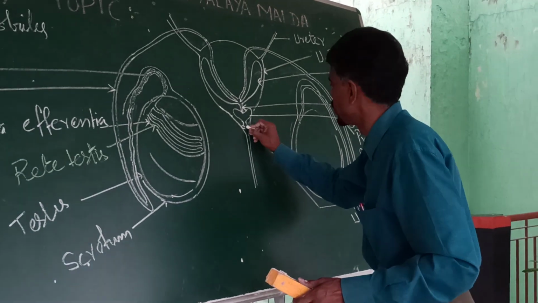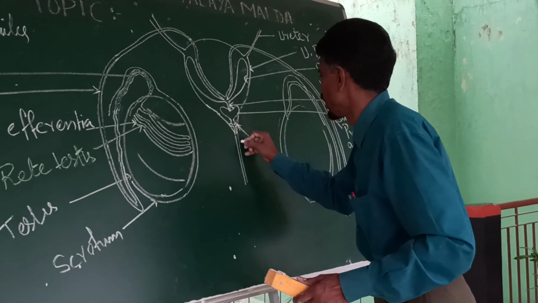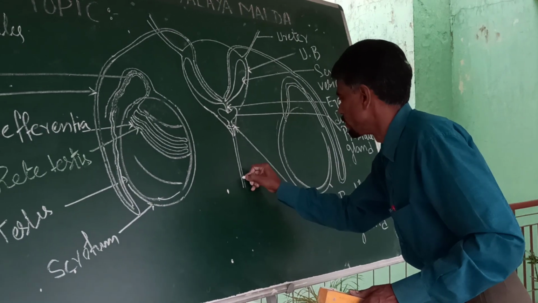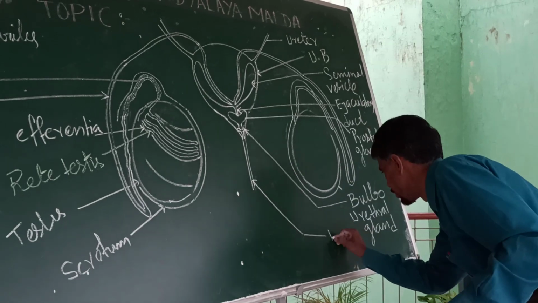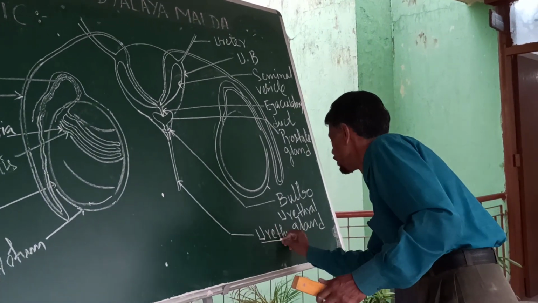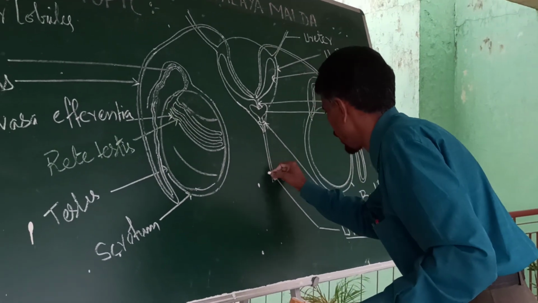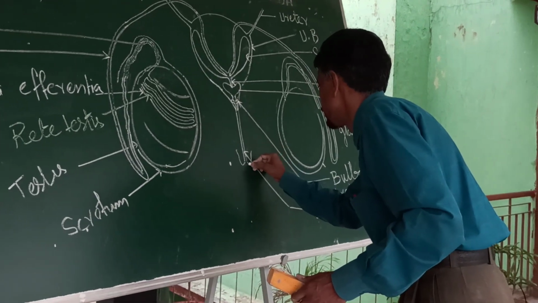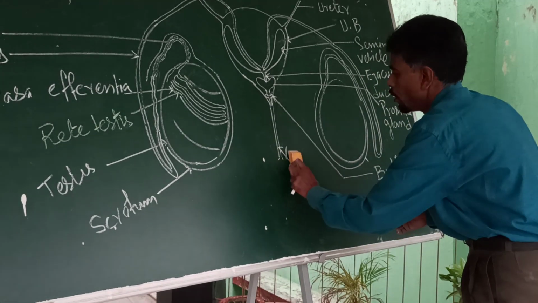It also opens into the duct. And now they commonly open into the urethra. This is called urethra. This urethra passes through a muscular structure called the male genitalia, what we commonly call the penis. This is covered by a fold of skin called foreskin.